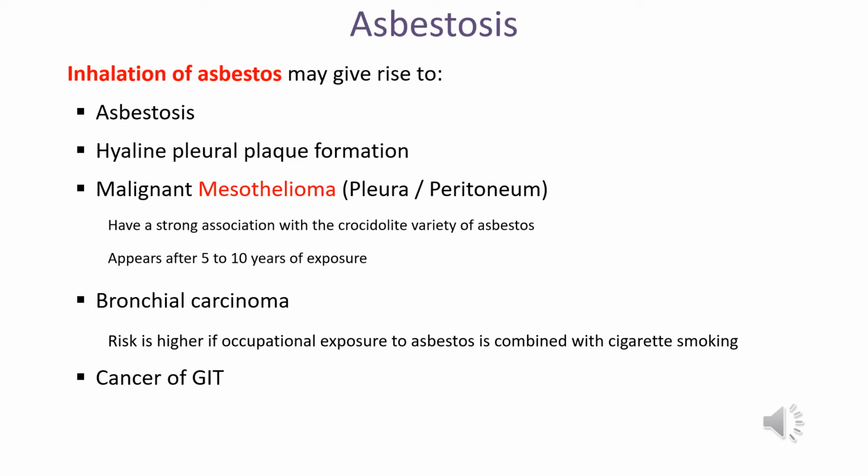So inhalation of asbestos in the occupations that we have just mentioned may result in development of asbestosis as well as hyaline pleural plaque formation. There may occur a malignant mesothelioma, and there is a strong association of pleural carcinomas with the crocidolite varieties of asbestos, and it usually appears after 5 to 10 years of exposure to asbestos. Bronchial carcinoma may develop in addition to pleural or peritoneal carcinoma. And cancer of the GIT is also associated with exposure to asbestos.